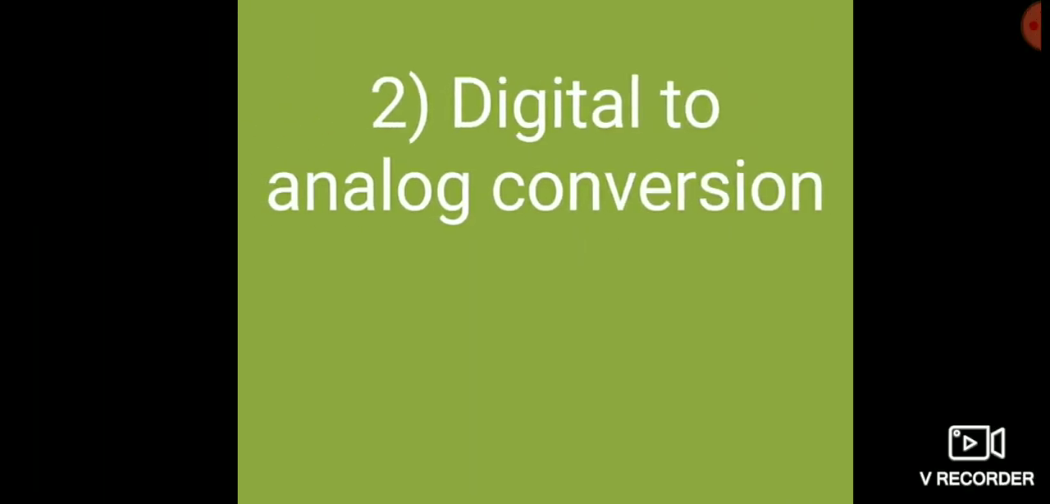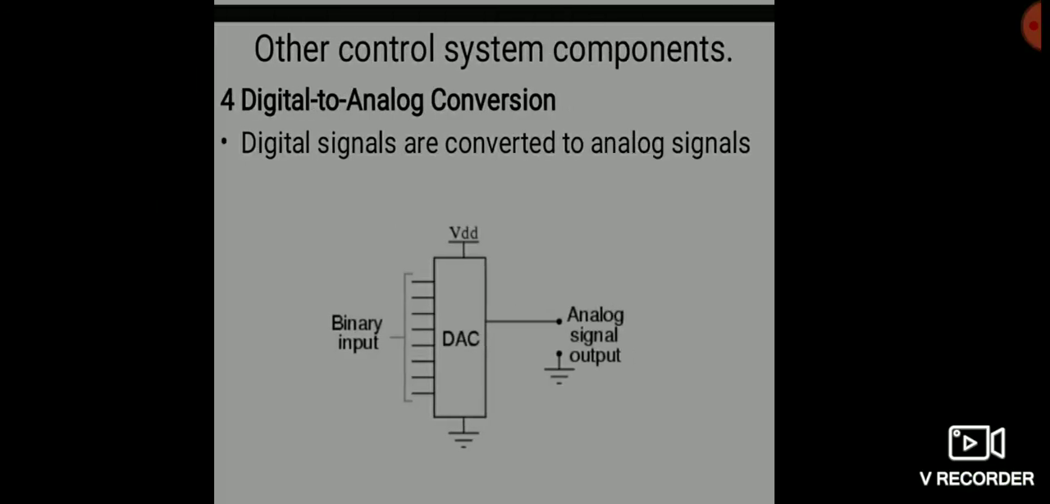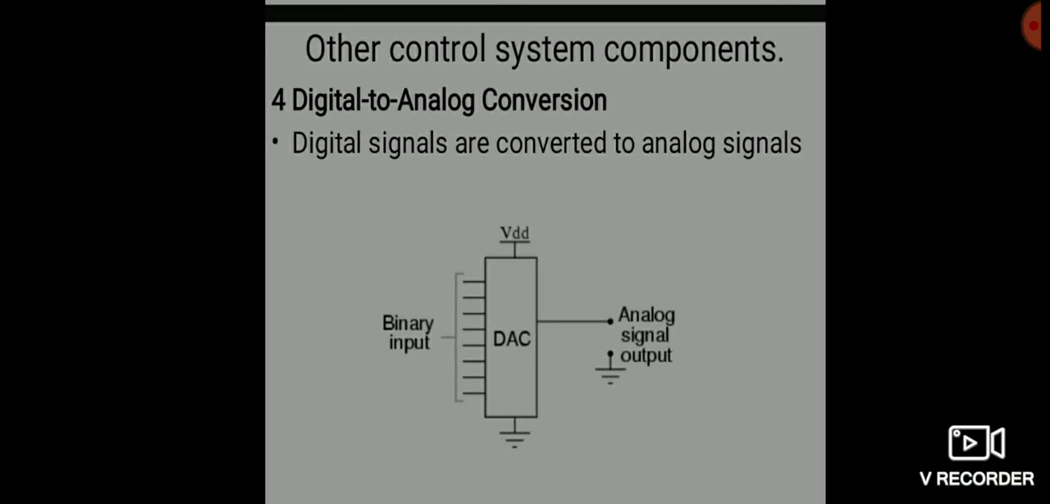Now, digital to analog conversion, the process by which digital signals are converted into analog signals. For example, a modem converts computer digital data into analog frequency signals that can be transmitted over the telephone lines.